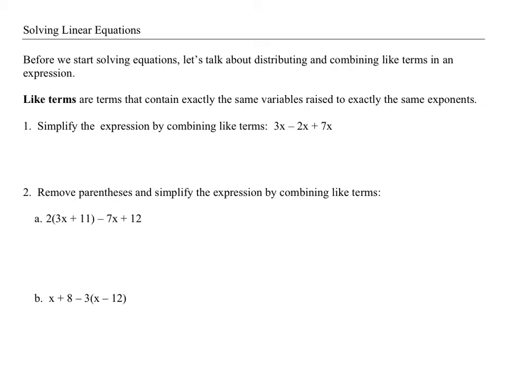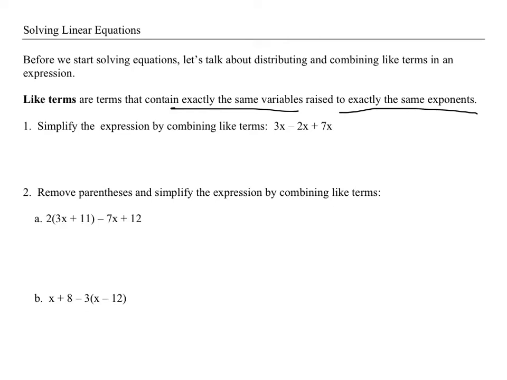This lesson is about solving linear equations. But before we start talking about what that means and how to do it, we need to learn about like terms and bringing them together. Like terms are terms that contain exactly the same variables raised to exactly the same exponents. The only thing that could differ between these like terms is the number in front, which is called the coefficient.